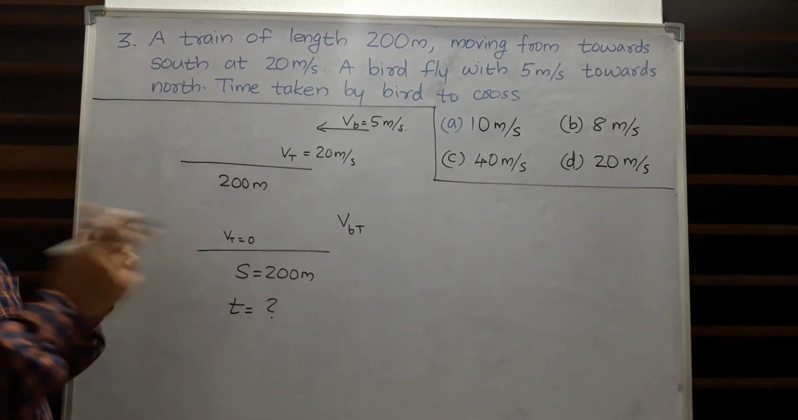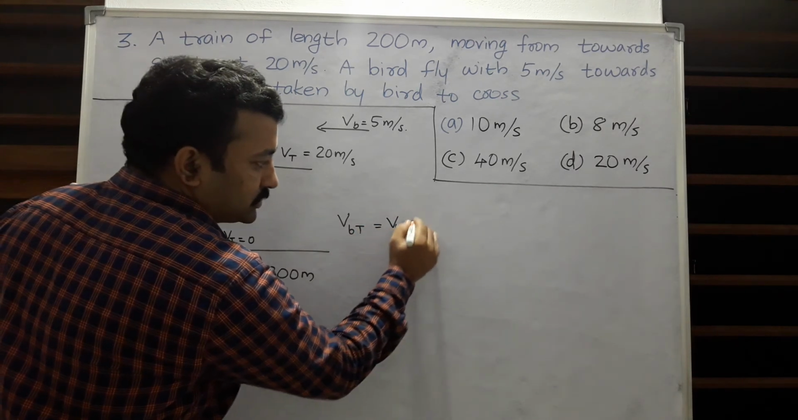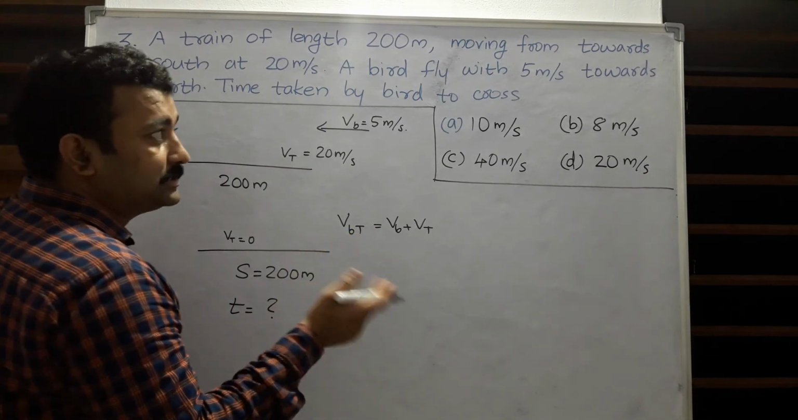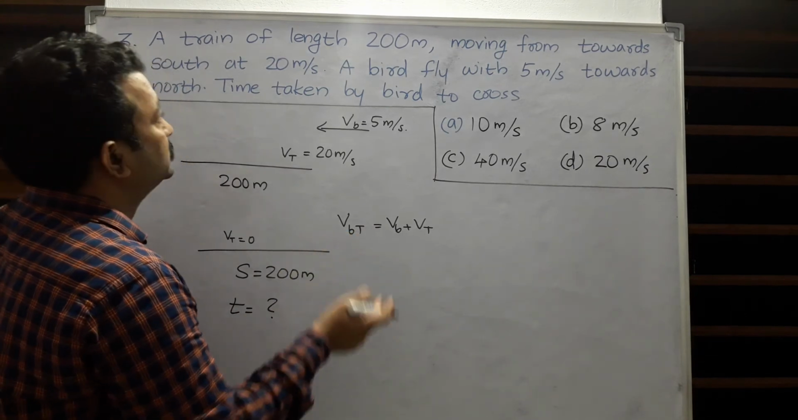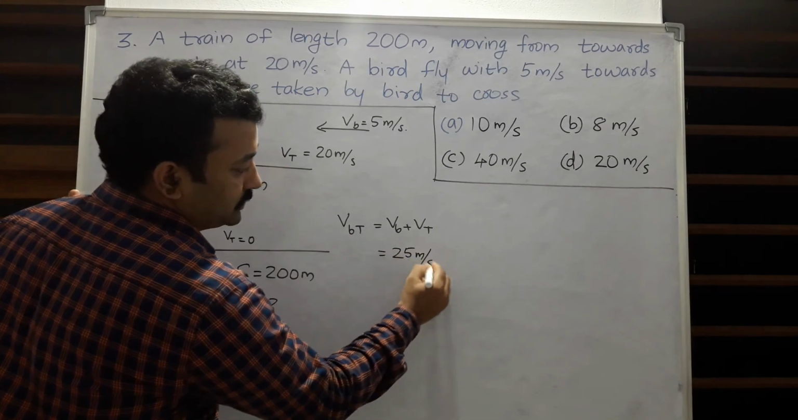They are moving in the opposite direction. What is the relative velocity? We know that it is Vb plus Vt. Simple problem. Because we are seeing opposite directions, the velocities get added. So 5 plus 20, that will be 25 meter per second.